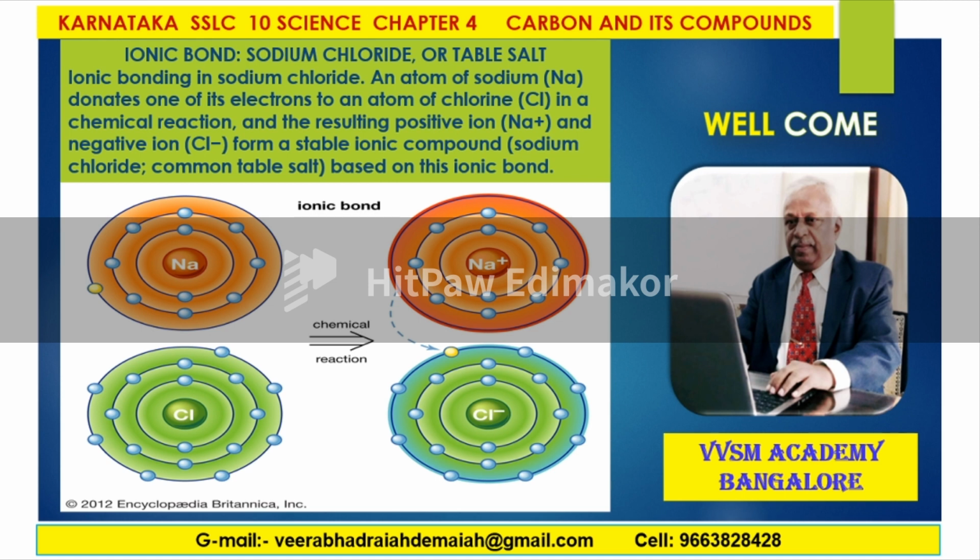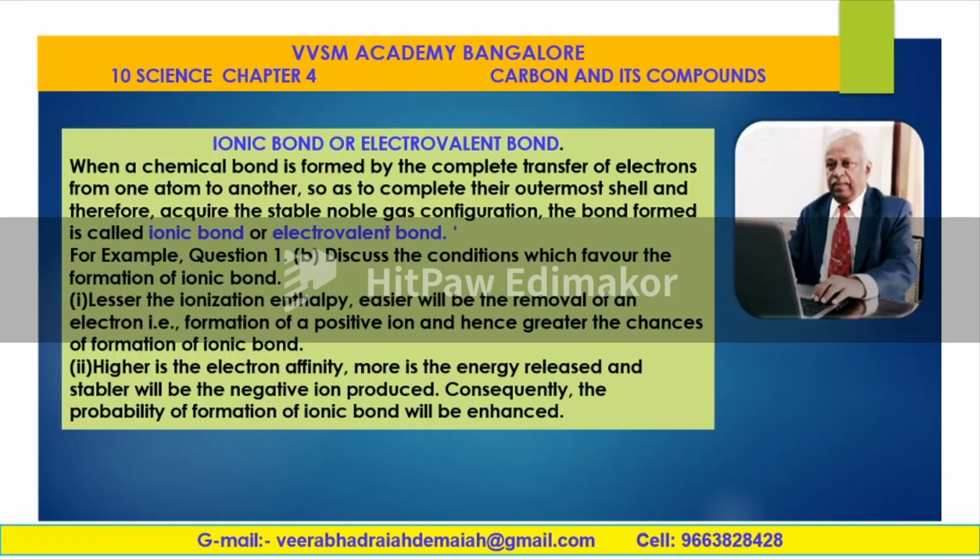Ionic bond, sodium chloride of table salt. Ionic bonding is sodium chloride. An atom of sodium donates one of its electrons to an atom of chlorine in a chemical reaction, and the resulting positive ion, sodium plus ion, and negative ion, chloride ion, form a stable ionic compound, sodium chloride, a common salt or table salt, based on the ionic bond formation. Here, complete transference of electrons.